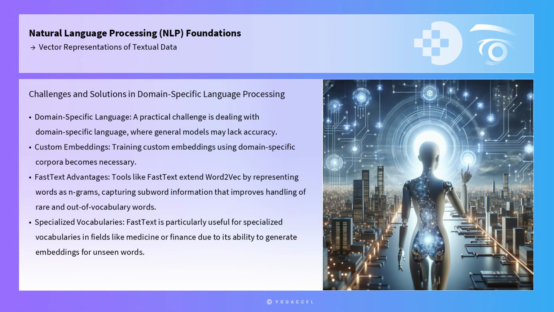A practical challenge in utilizing these vector representations is dealing with domain-specific language, where general models may lack accuracy. Training custom embeddings using domain-specific corpora becomes necessary. Tools like FastText, developed by Facebook's AI Research Lab, extend Word2vec by representing words as n-grams, capturing subword information that improves handling of rare and out-of-vocabulary words. FastText's ability to generate embeddings for unseen words by averaging the vectors of its n-grams makes it particularly useful for specialized vocabularies in fields like medicine or finance.